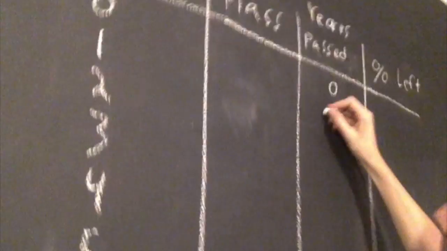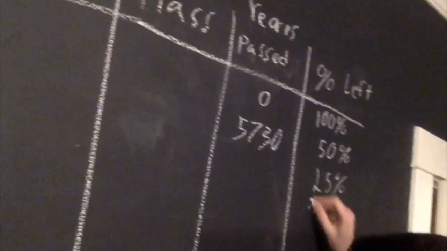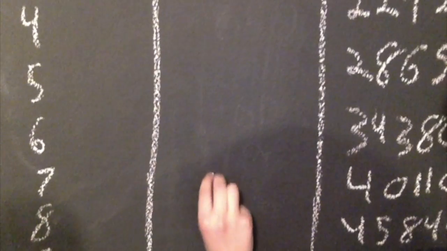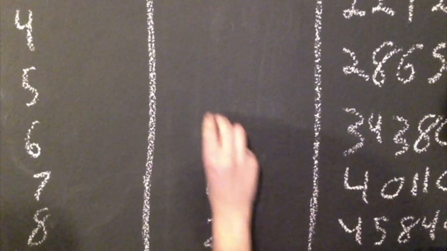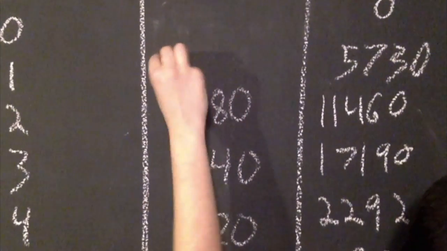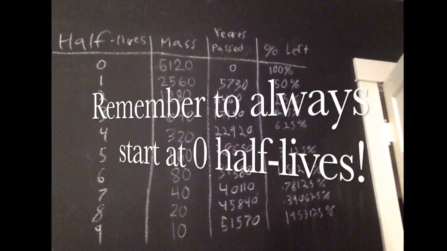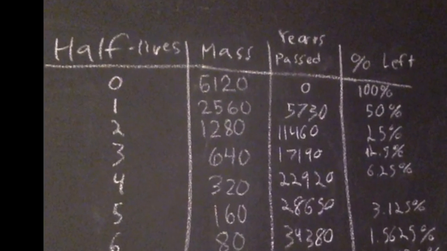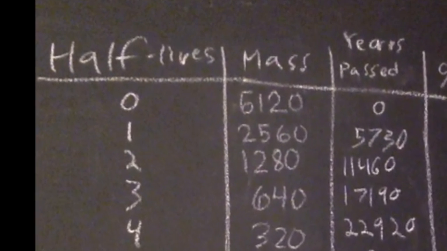First, create a table to organize your data. Fill in what you know. In this case, the only column we're missing is the mass. To calculate the mass, you start with what you're given, which in this case is 10 micrograms, and double it until you reach 0 half-lives. We calculated the initial mass to be 5,120 micrograms.